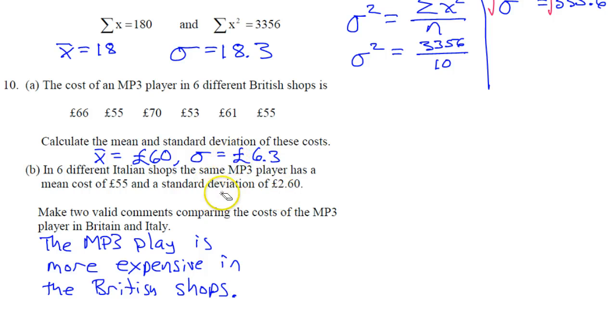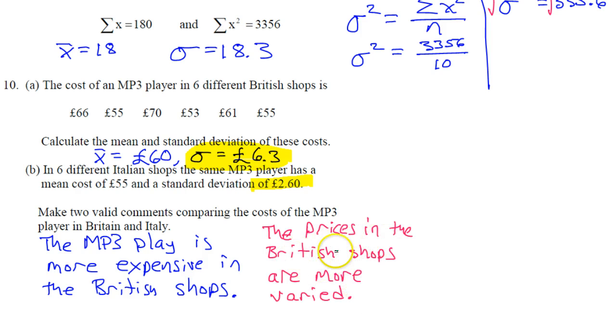Okay. Now let's compare based on the standard deviation. So in the British shops, we had the standard deviation of 6.3 pounds versus the Italian shops had a standard deviation of 2.6 pounds. Okay, so I'm going to say this actually 2 different ways. Looking at the higher standard deviation, I could say that the prices in the British shops have more variation. That's one way to say it. Higher standard deviation means more variation. So there you go. The prices in the British shops are more varied, more highs and lows.